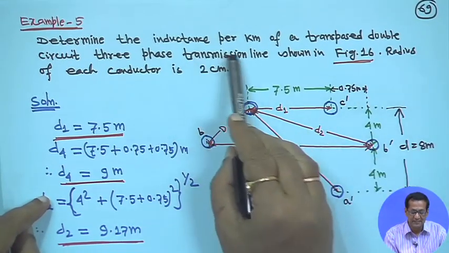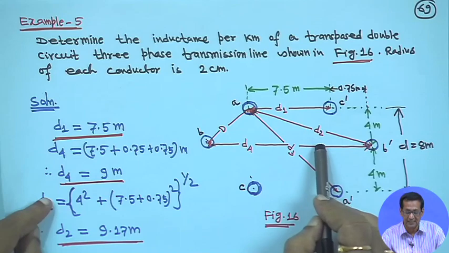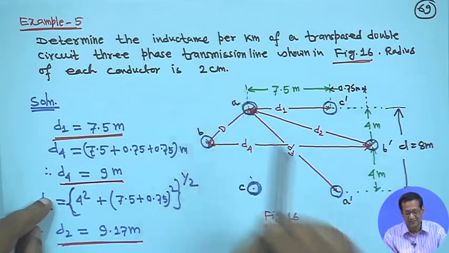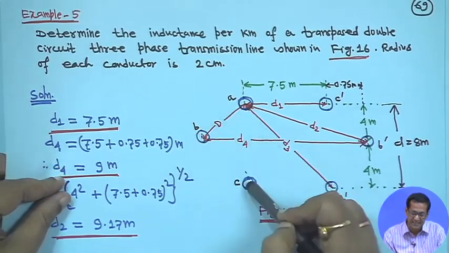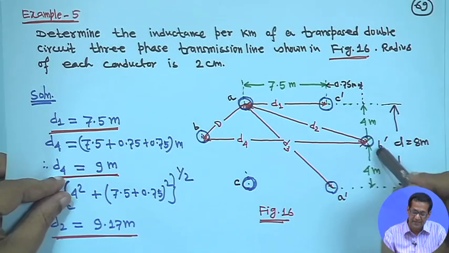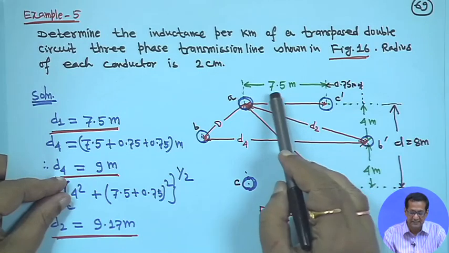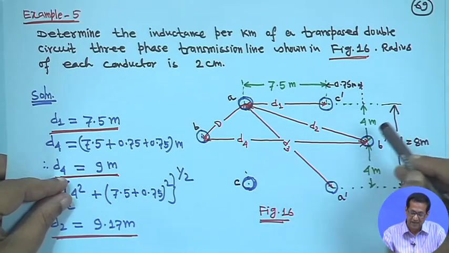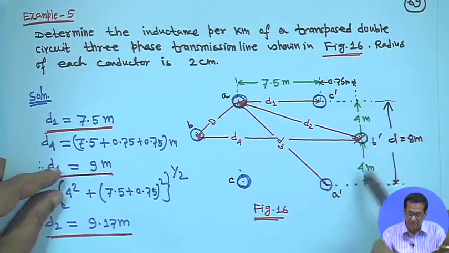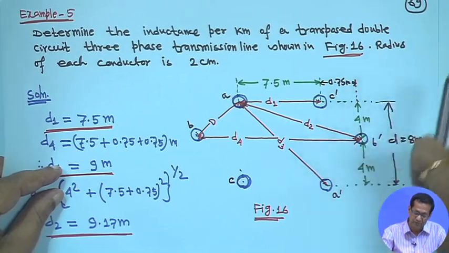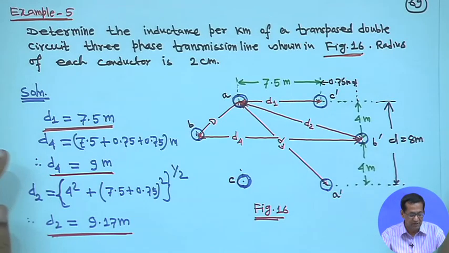So, determine the inductance per kilometer of a transposed double circuit 3-phase transmission line shown in figure 16, right. Radius of each conductor is 2 centimeter. This is the configuration given: A, B, C, then A dash, B dash and C dash. Between A and C dash and A dash C, the distance is given as 7.5 meter, and the vertical height is given 4 meter, here also it is 4 meter, and total is 4 plus 4, so 8 meter. All other distances like D1, D2, D3, D4, you have to compute, right.